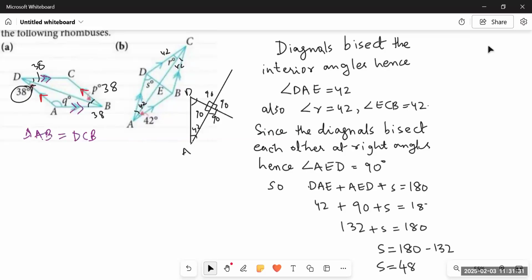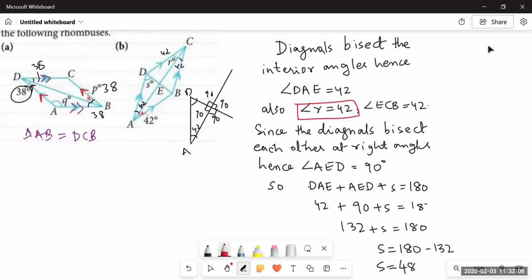So how will we solve this? First, we are going to write that diagonals bisect the interior angles. That is, they divide the interior angles into equal parts. So all four angles at points A and C would be equal to each other. If one of the angles is 42, angle EAD would be 42, angle DCE would be 42, and ECB would be 42 each. Each of the angles would be 42, and we know that angle DCE is marked as angle R. So angle R would be 42 degrees. This is how we will find angle R.